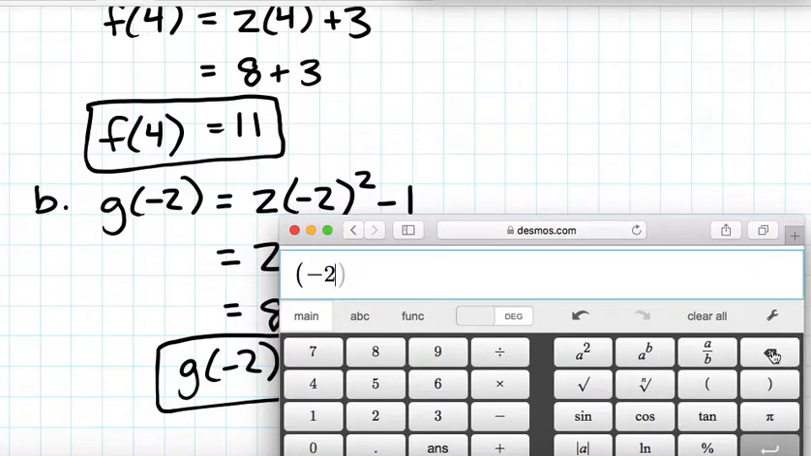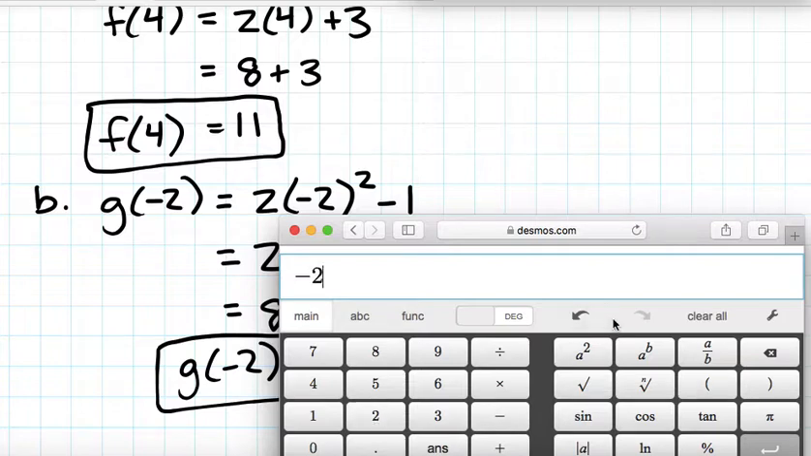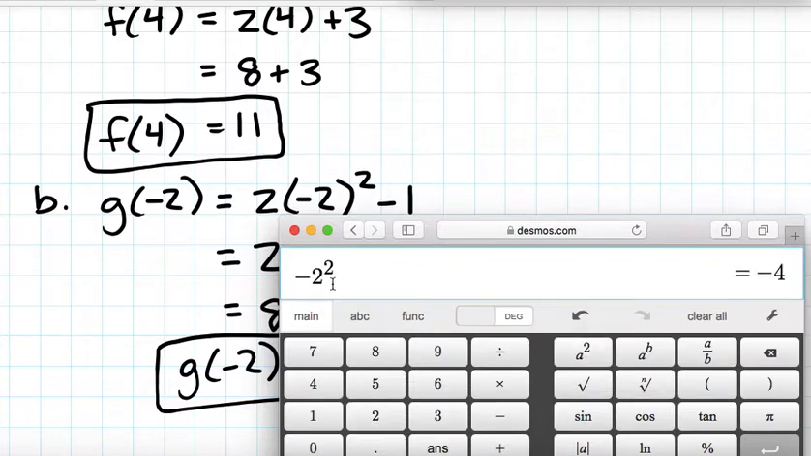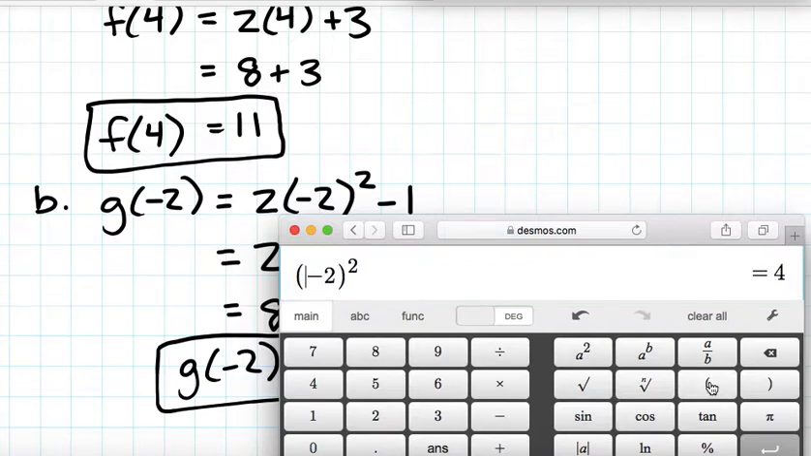If I don't use parentheses, then what the calculator is doing is it's going to square the 2 first and then put the negative sign on afterwards because it thinks that that's what you want to do. And it's actually that you want to do negative 2 times negative 2. So you have to use parentheses. If not, you're going to get the wrong answer. And in this calculator, if I want to add the parentheses, I can just highlight that negative 2, click on the parentheses, and it'll add them in.